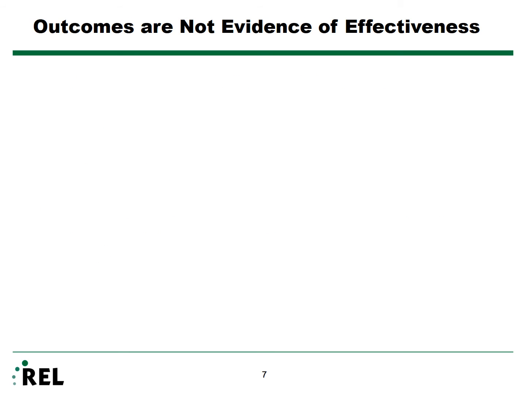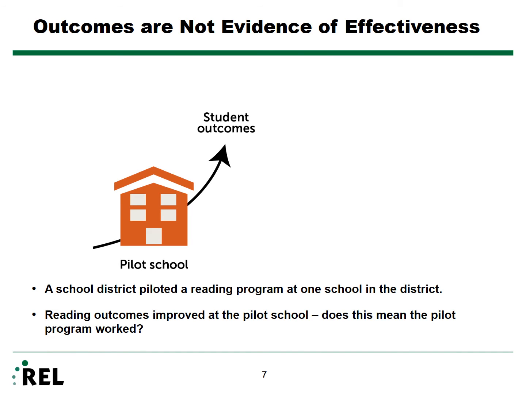Now we'll look at an example that shows why it's important to use rigorous methods like experiments to evaluate the effectiveness of your programs. In this example, a school district piloted a reading program in one school in the district. Reading outcomes for students improved at this pilot school. Does that mean we can conclude that the pilot program works?